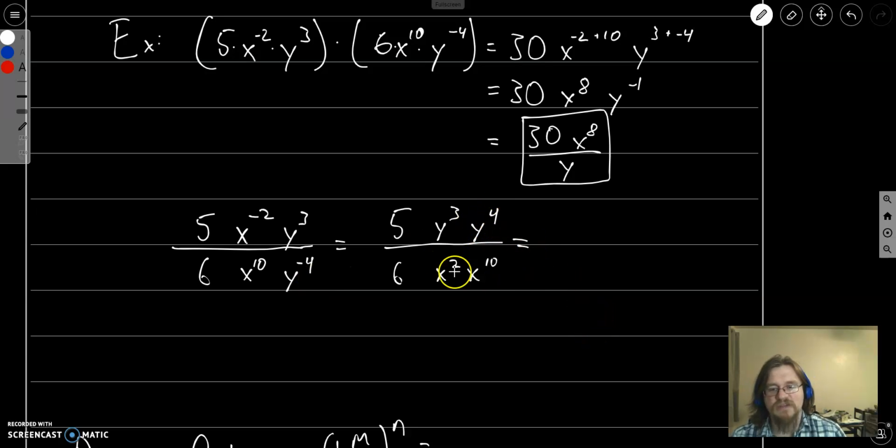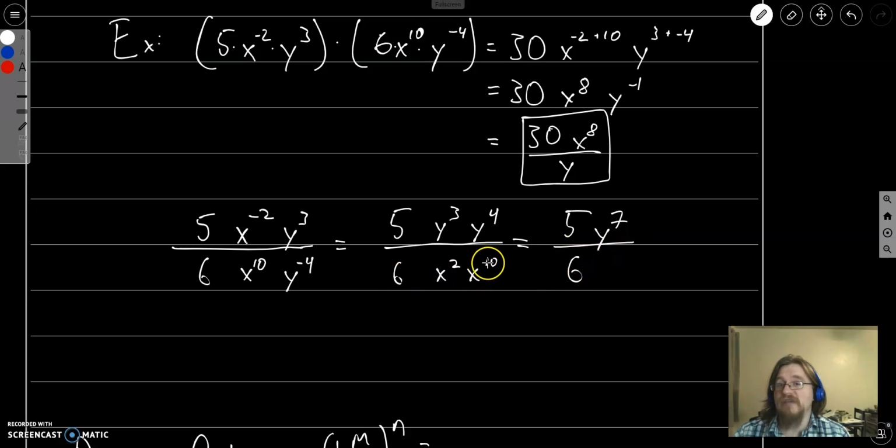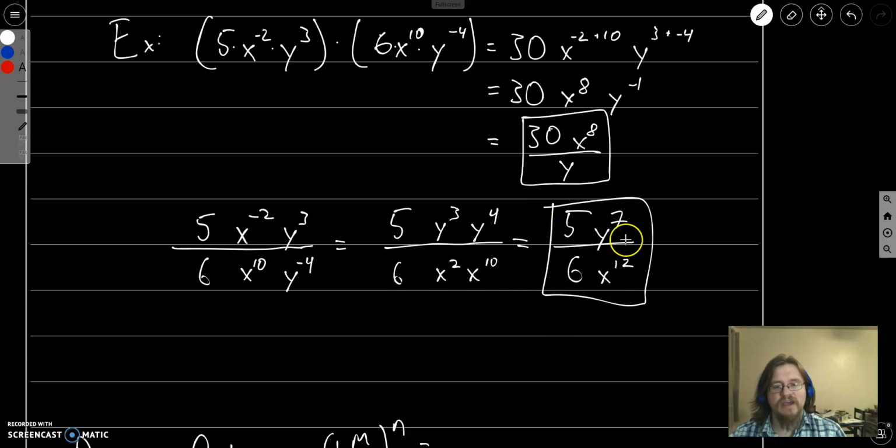And now I can really start simplifying. Y to the third power times y to the 4th power is going to be y to the 7th power. Again, fairly straightforward. We've got the 5 there. We've got the 6 on the bottom. X squared times x to the 10th power. We'll end up adding the exponents to get this. So when we divide, here's what we get.